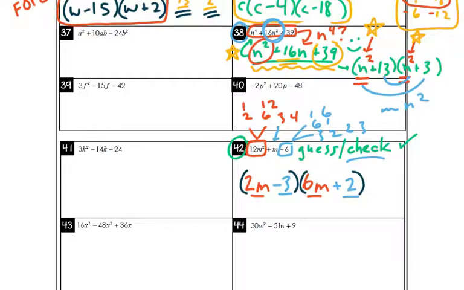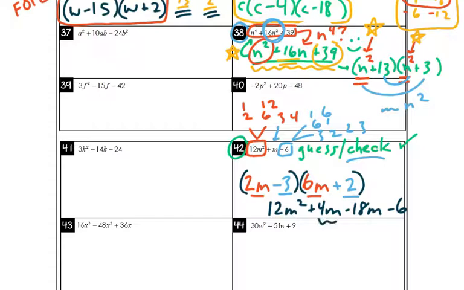How about the reds? 2m times 6m is 12m squared. That's good. That's what we started with. Now the inners and the outers. The outers would be 2m times 2, is a 4m. The inners, the -3 times 6m. And the last, the blues. -3 times 2 is -6, which again, we knew we were going to get that.